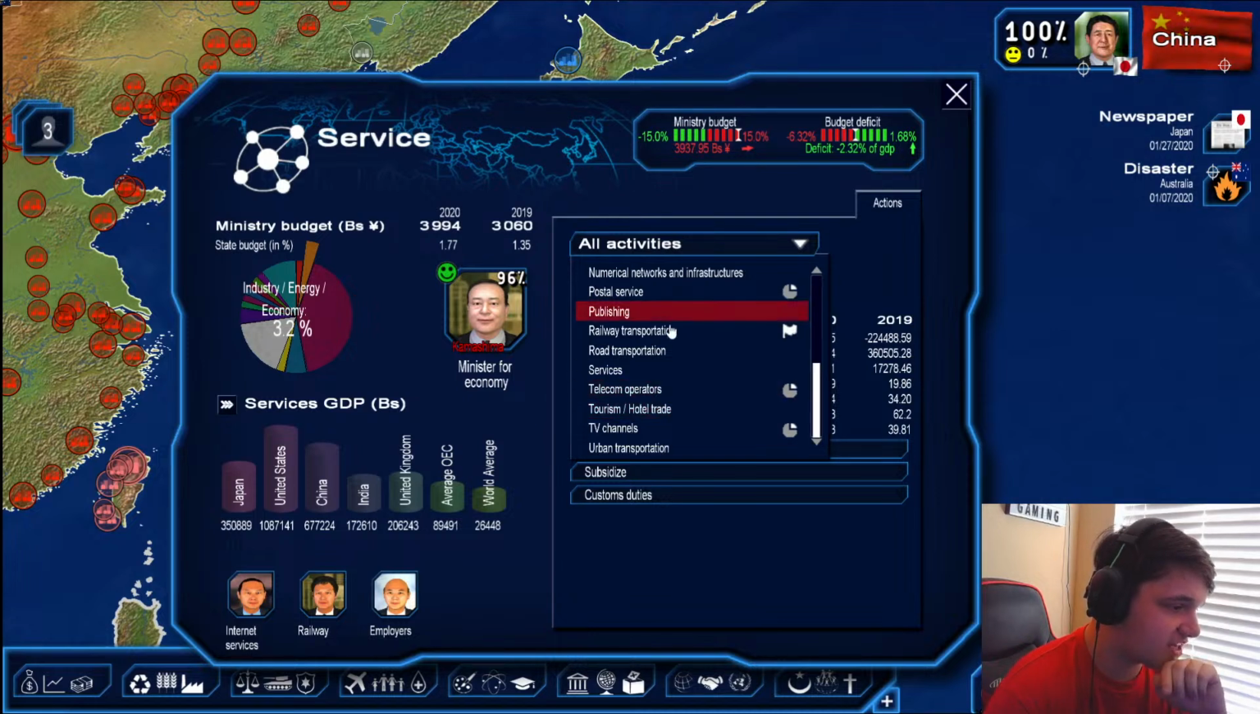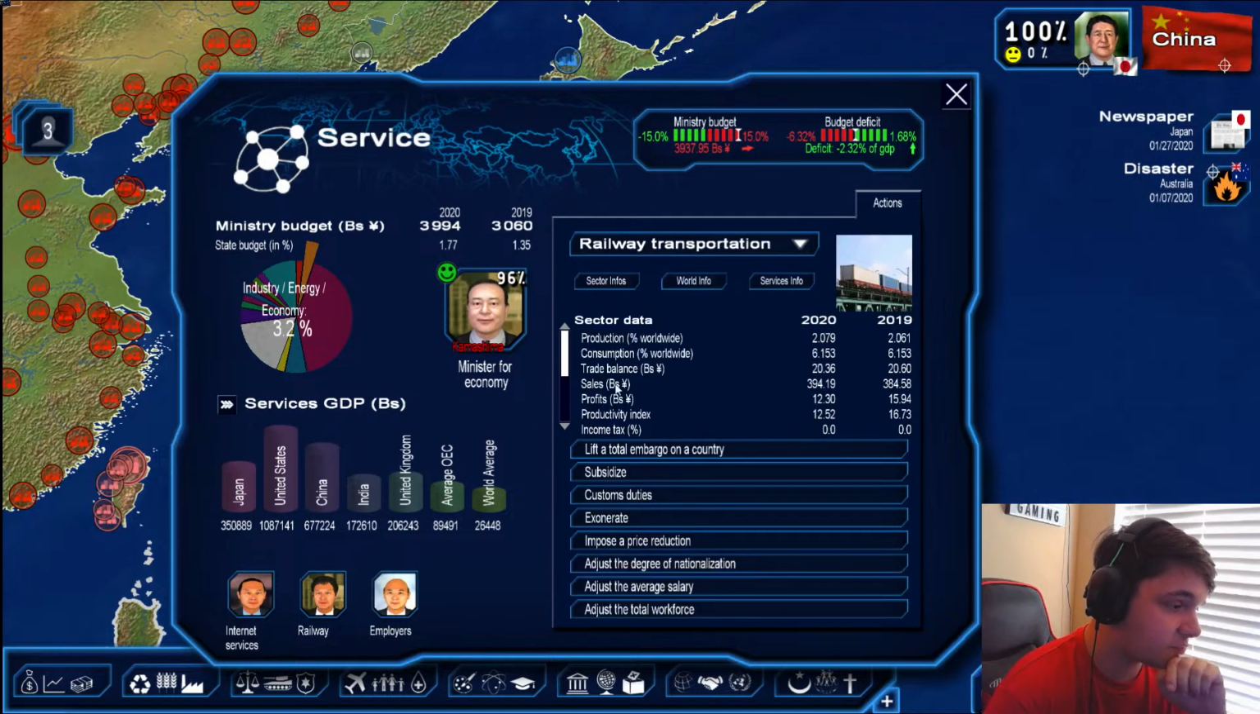We actually have nationalized fully the railway transportation sector. How much are we making off of that? We are making 394 billion yen and 12 billion yen. So that is about $1 billion and $39 billion in sales.